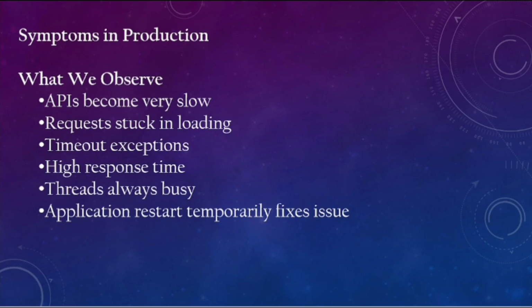In a production environment, the symptoms can sometimes be misleading. Typically, we observe APIs becoming very slow, requests continuously loading, timeout exceptions, and a sudden increase in response time. One interesting point is CPU usage may still remain normal because threads are waiting or blocked, not actively consuming CPU resources. Another common observation is that restarting the application temporarily fixes the issue.